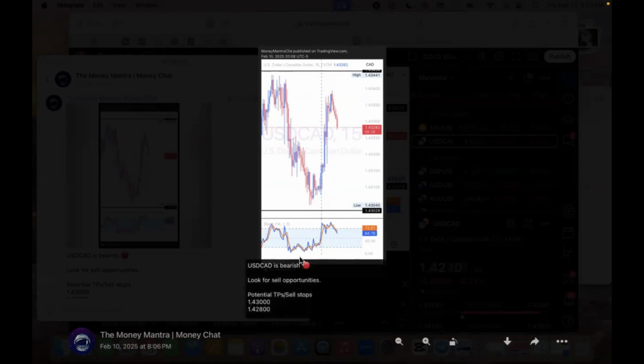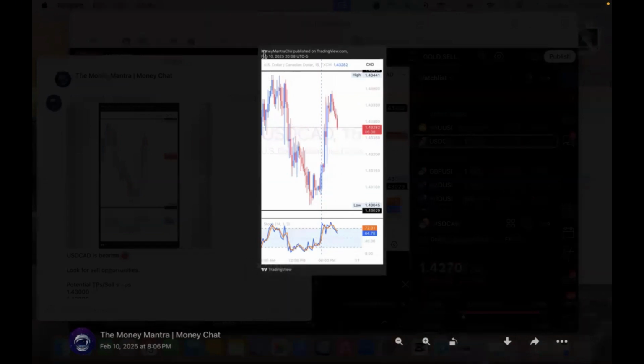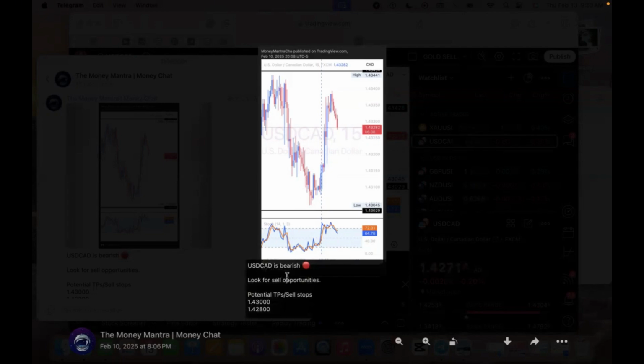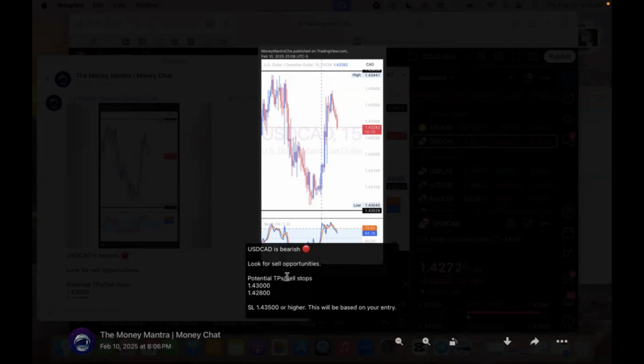But this trade was posted on February 10th, 2025, around 8 o'clock p.m., which we can tell from this screenshot here. And we were looking at USDCAD. I said it was bearish. If you are new to trading, bearish means that the market is currently selling, so you should look for sell opportunities. Versus if the market was bullish, that would mean you would want to look for buys.